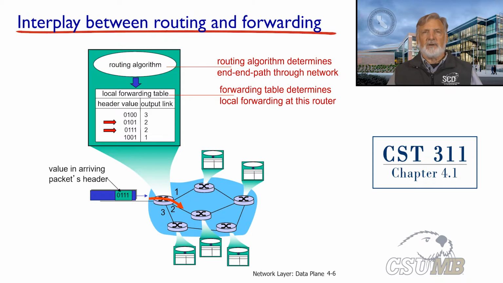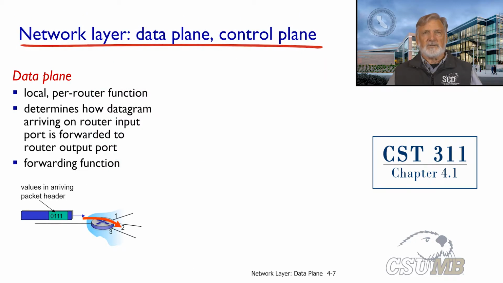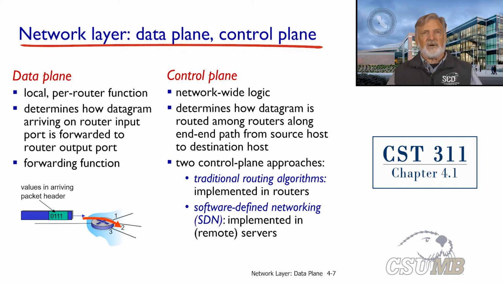As I mentioned before, the network layer can be split into two functions. The data plane does the forwarding function, determining how to get a packet from the input port to the output port. This is a local function performed by every router. The control plane provides the routing function. This function is network-wide because routers must communicate and cooperate to determine the end-to-end path from source to destination. Classically, the control plane has been implemented in each router. A more recent approach has been to implement the control plane in remote servers using software-defined networking, SDN. The next two slides illustrate this.